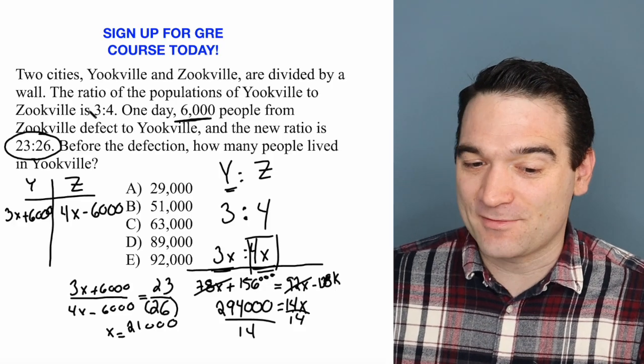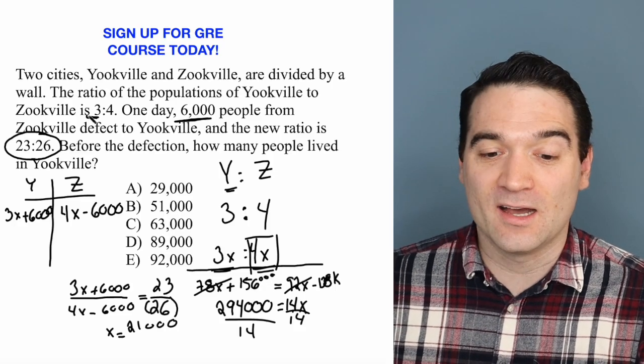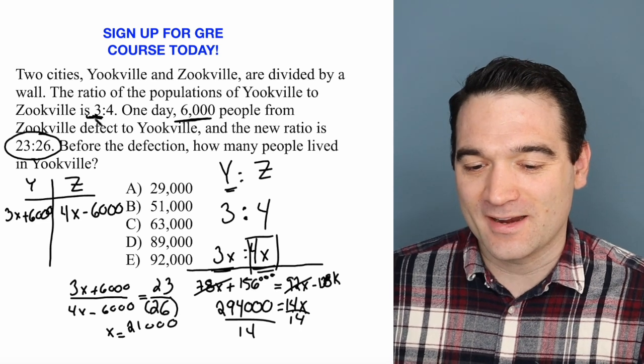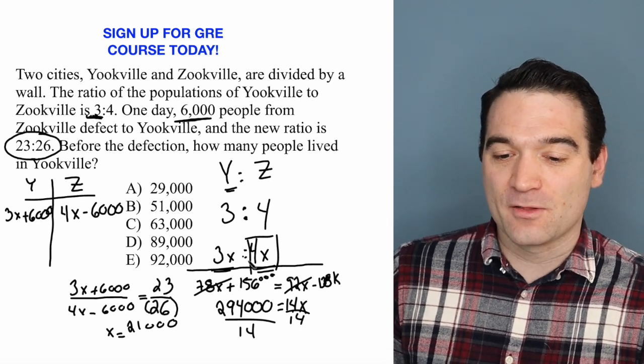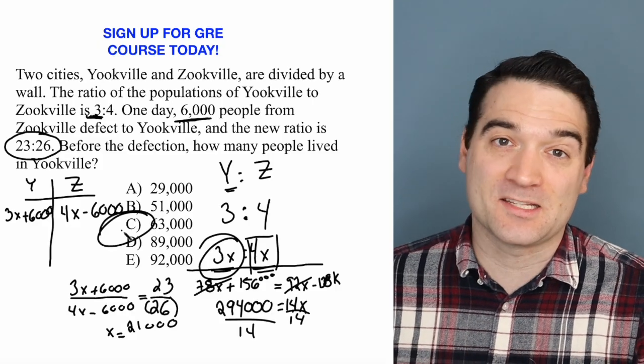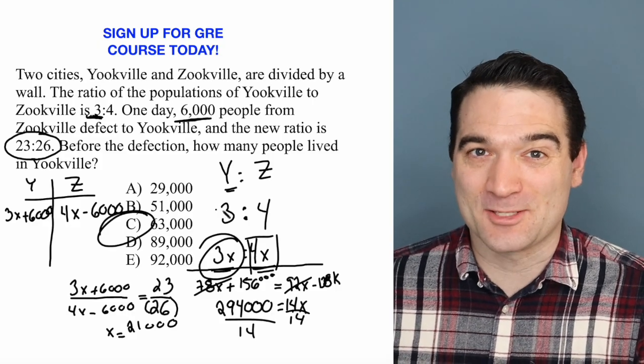Because I still have to figure out how many people were in Youkville before that shift, right? So it's going to be 3x, 3 times that number. 3 times 21,000 is 63,000. So C is the correct answer here.